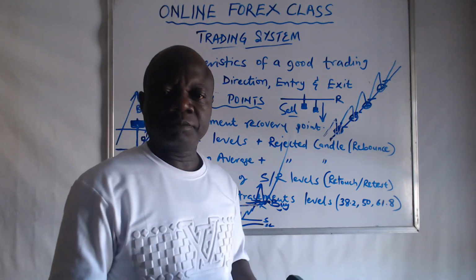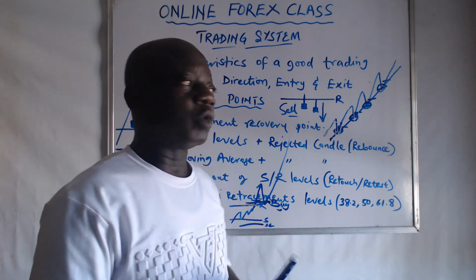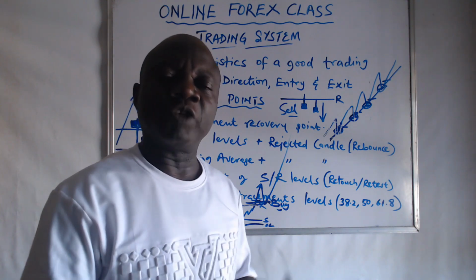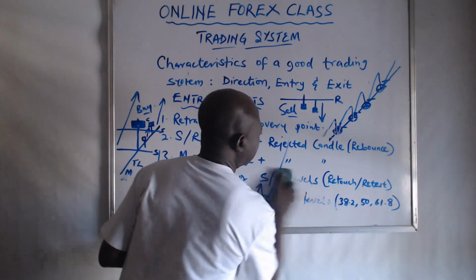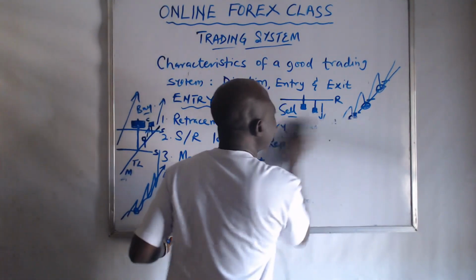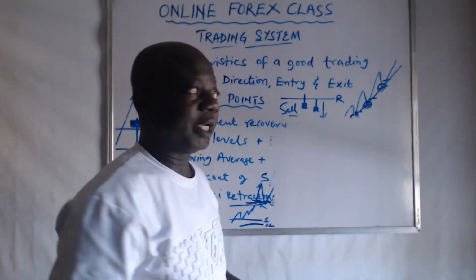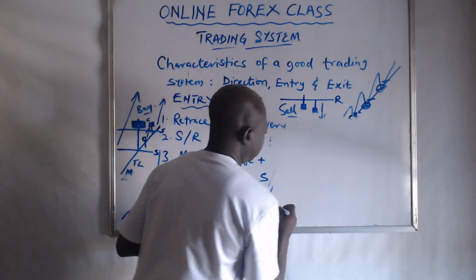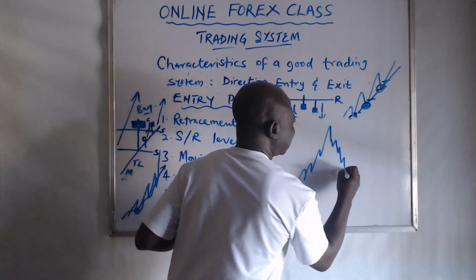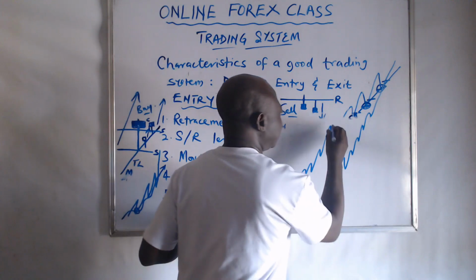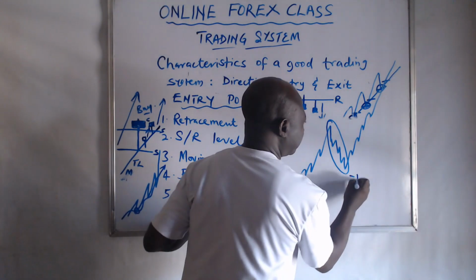Then the last one, which is Fibonacci retracement levels. So this one, if you are using it, fine. If you are not using it, fine. But it is almost the same thing. But then let's do something. So we are assuming now that we want to buy, and the market had already moved and is moving back again, expecting it to move back up. So this is a level of retracement. Now this is a level of retracement.